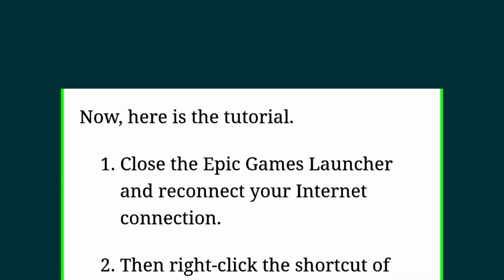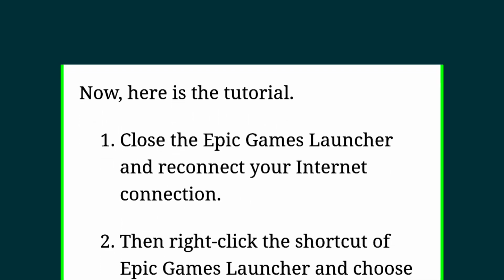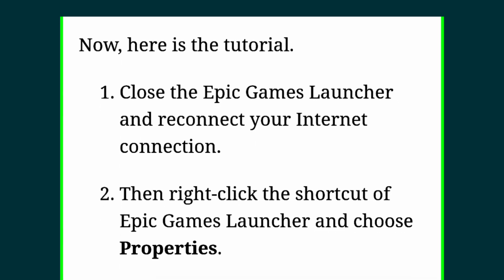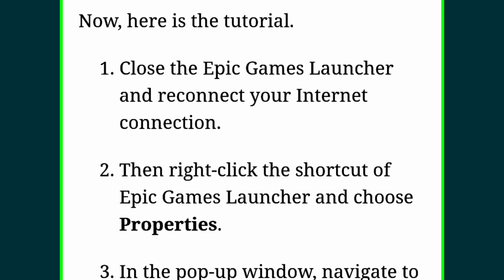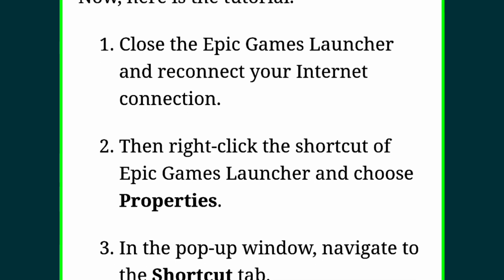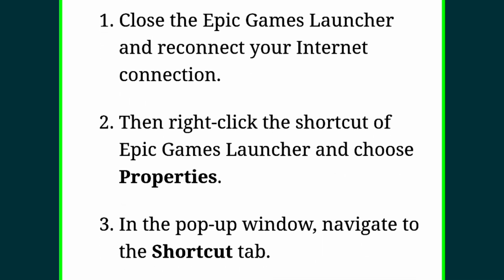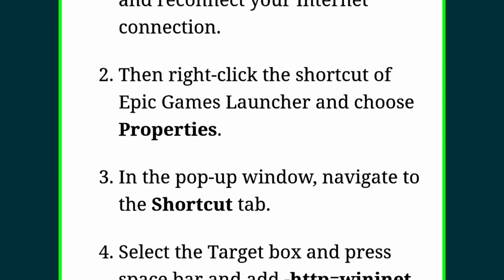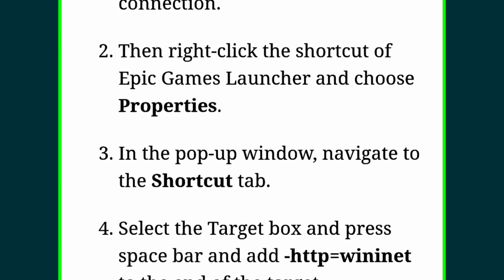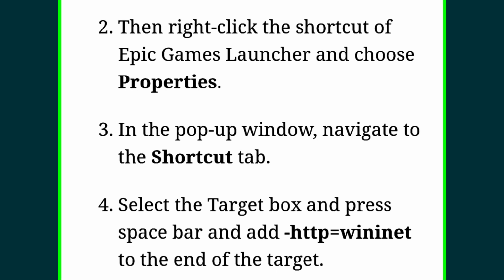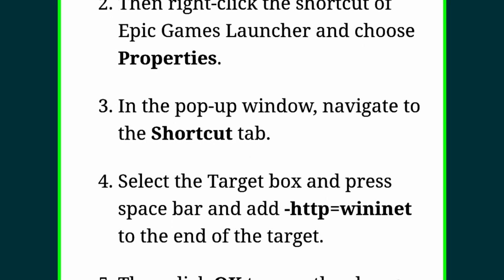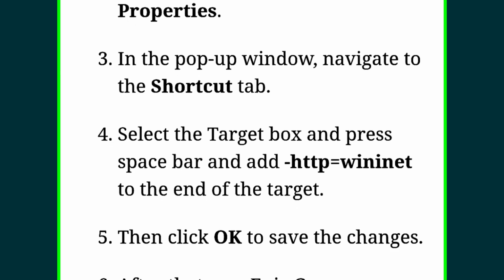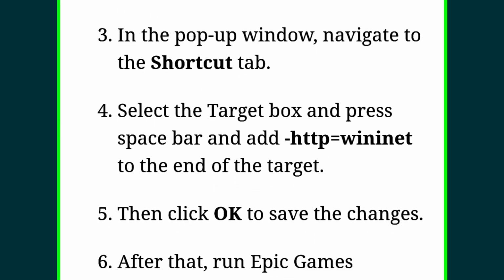Number 1, close the Epic Games launcher and reconnect your internet connection. Now the second step is to right click the shortcut of Epic Games launcher and choose properties. In the pop-up window, navigate to the shortcut tab, select the target box, press spacebar and add http equal WININET to the end of the target. Now the fifth step is to click OK to save the changes.